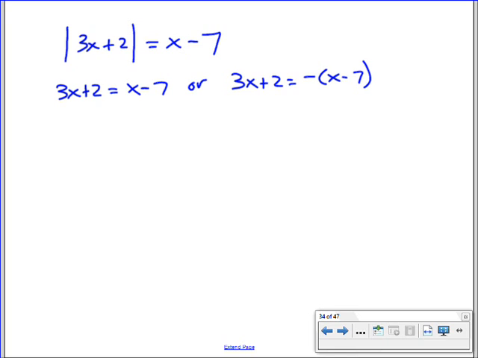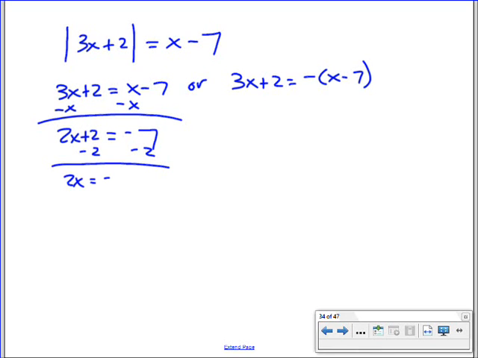Now, in the first equation, we have to consolidate the variable. We subtract x from each side, and we get 2x plus 2 equals negative 7. If we subtract 2 from each side, we get 2x equals negative 9. Divide both sides by 2, we get x is equal to negative 9 halves.